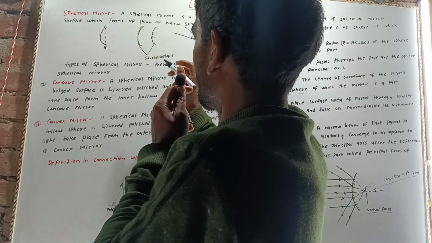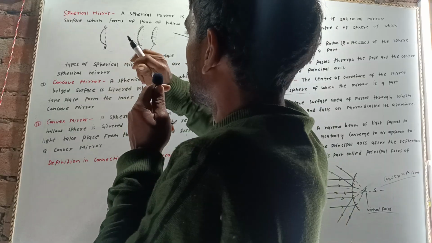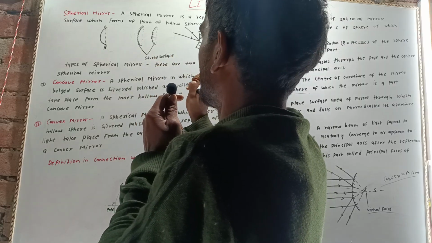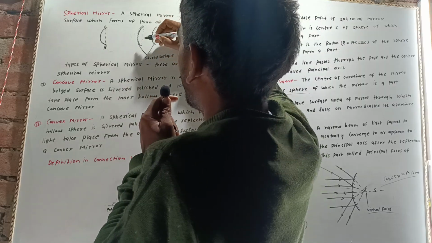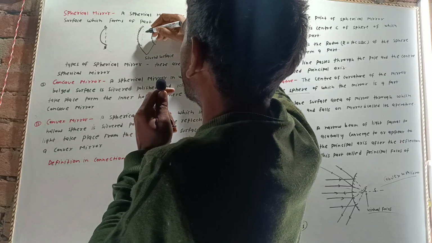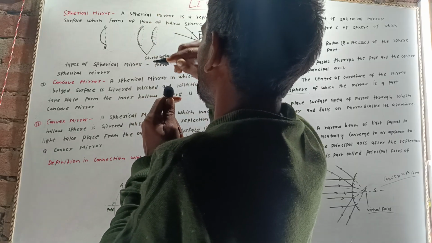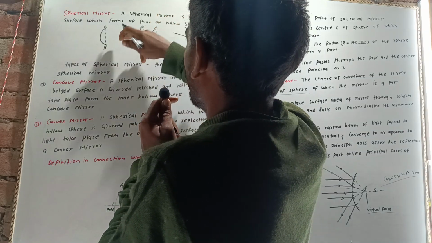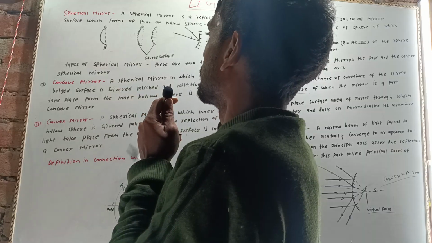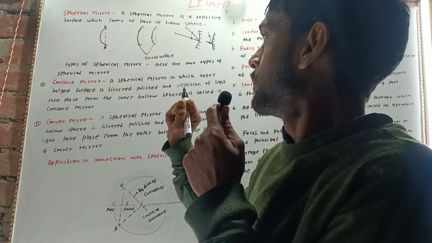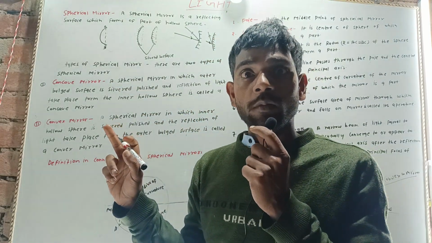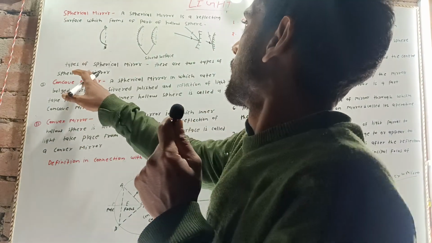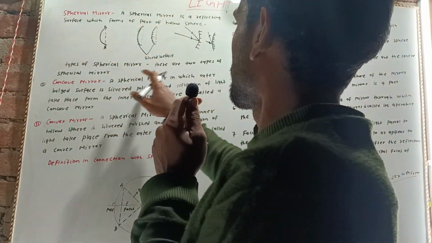When we polish this surface, there are two possibilities depending on whether we polish the outer surface of the hollow sphere or the inner surface. Depending on the polished surface, there are two types of spherical mirror.